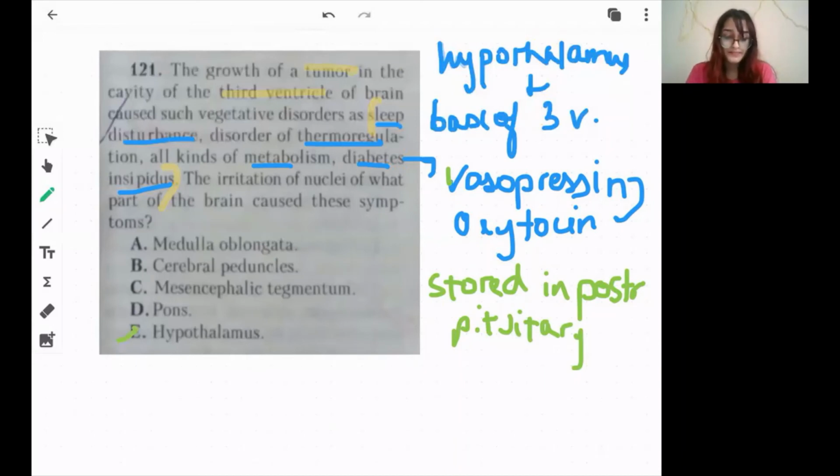So you have the basic anatomical location and its relation with other structures, and also these symptoms, all of which indicate towards what? Hypothalamus. And no other options are in any way related to all these symptoms.